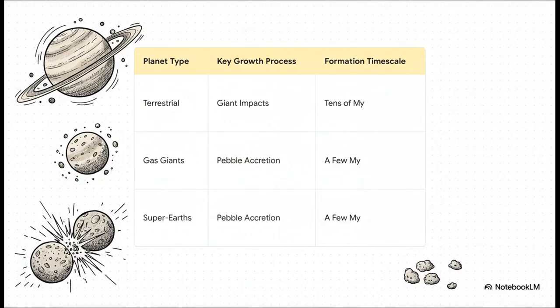If pebble accretion is super effective and happens early on, you can make a gas giant. If it's a little less efficient or maybe happens a bit later when there's less gas, you might end up with a super Earth. And then in the inner solar system, where pebbles are smaller, you form these planetary embryos that then spend tens of millions of years colliding in these giant impacts to form rocky worlds like our own.